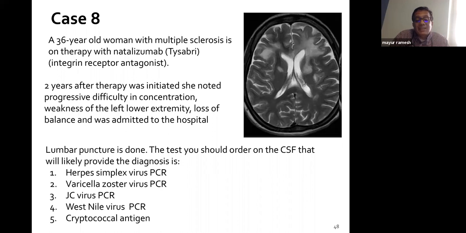Herpes simplex PCR: herpes simplex is not a chronic disease. Herpes is a very aggressive meningitis and stuff like that. So it's an acute disease. So is varicella zoster and stuff like that.